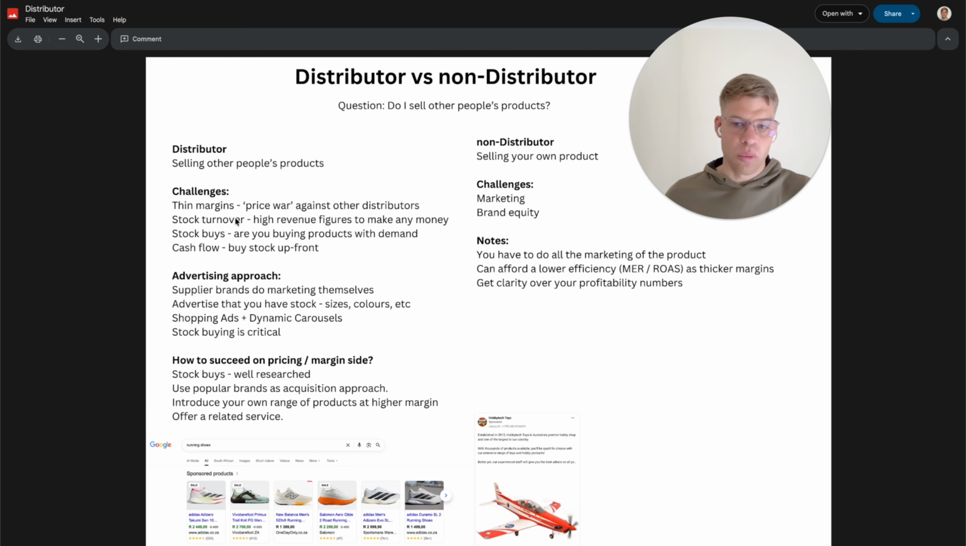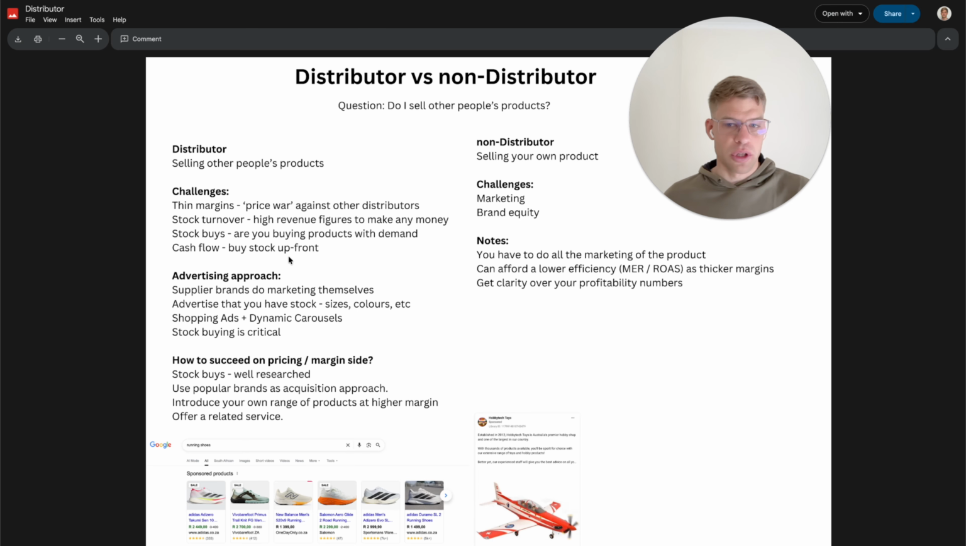Now, in conjunction with these thin margins, stock turnover, and that obviously translates into higher revenue figures, is critical, because at a thinner margin you have to be doing more sales to actually make any money at the end of the day. And then the third thing to mention here is cash flow.